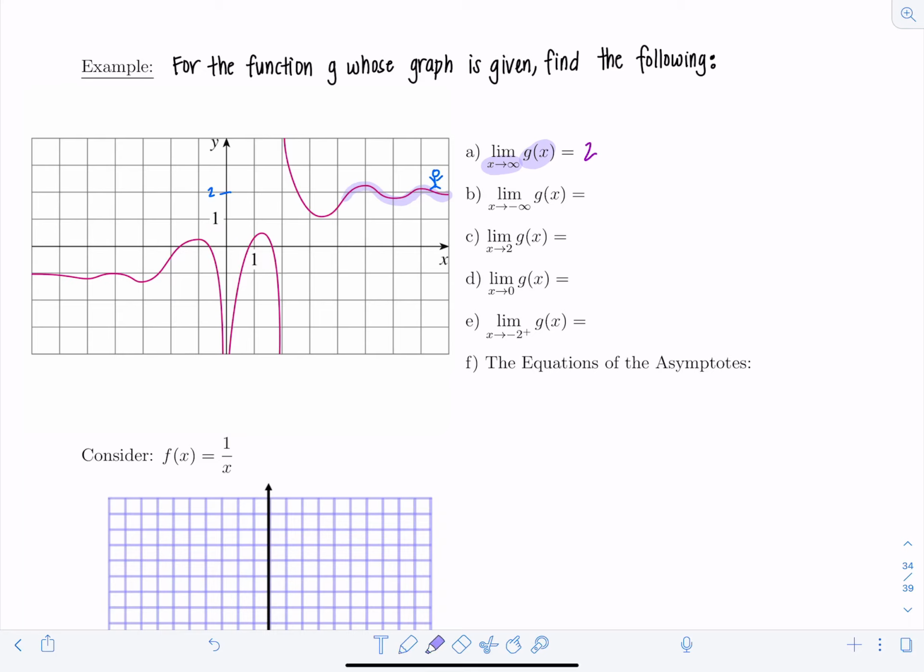Now, what about the other direction? What if x approaches negative infinity? So now we're walking on the graph. We're headed in the negative x direction. What y value are we approaching? It looks like -1.